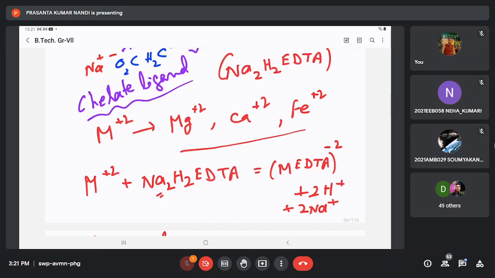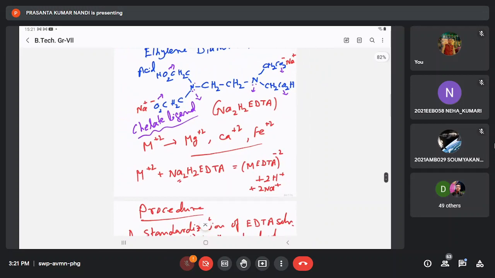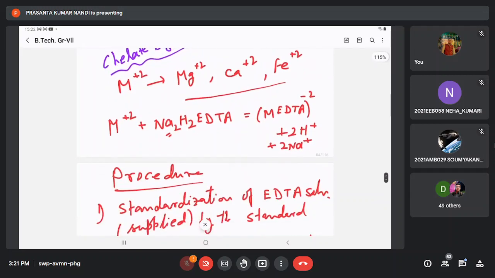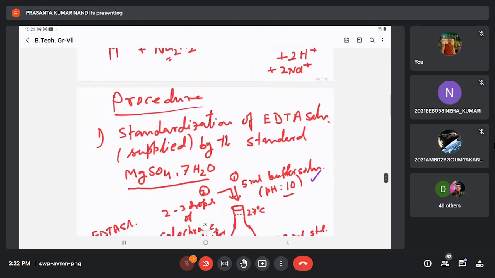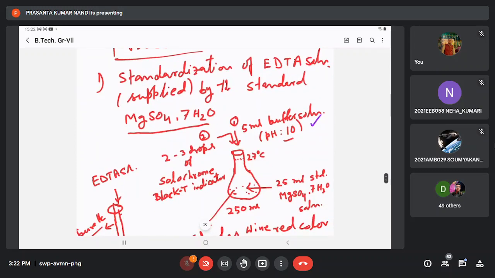And we have to estimate the hardness of a sample of water. Okay, how to estimate it? Using this EDTA method. You know the EDTA structure, and now we discuss the procedure. The first step of this estimation involves standardization of the EDTA solution. Suppose the EDTA solution will be supplied to you in the laboratory, and you have to standardize it.